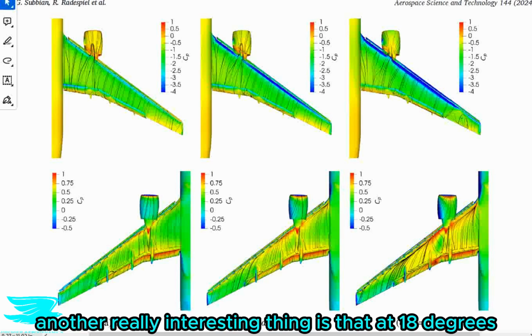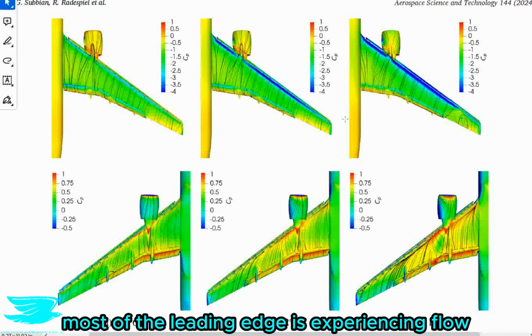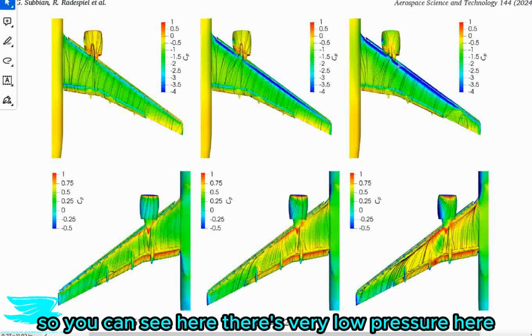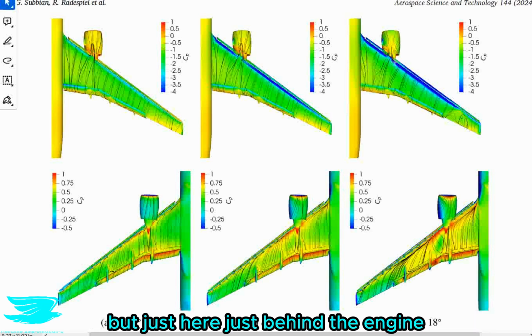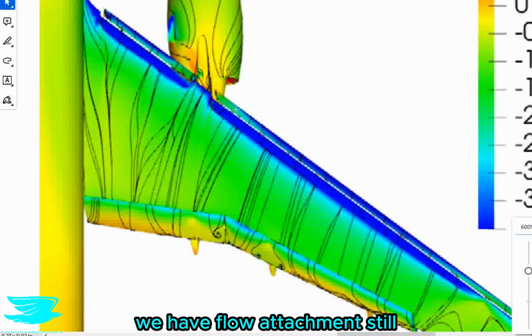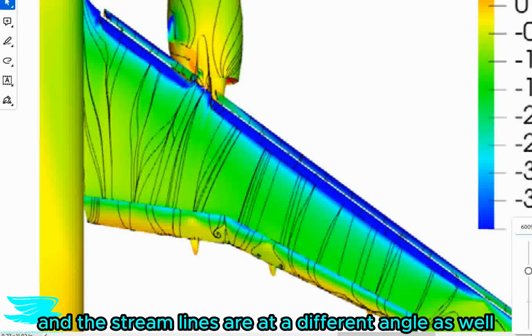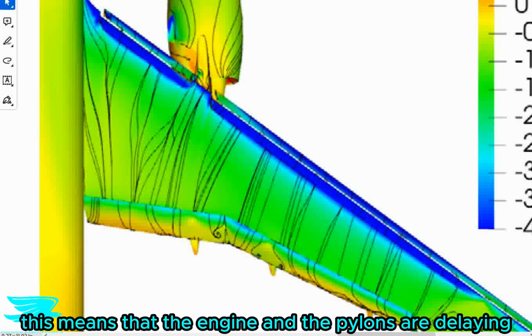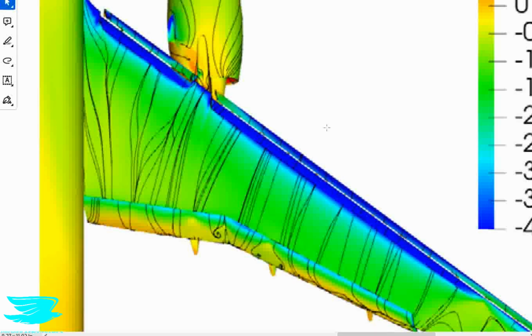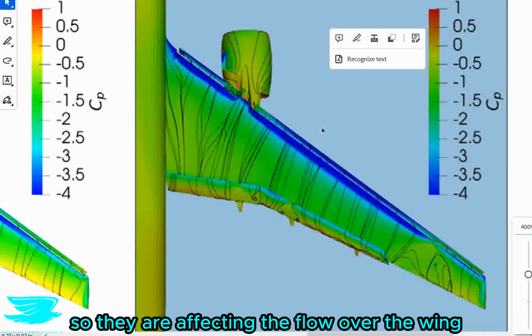Another really interesting thing is that at 18 degrees on the suction side, most of the leading edge is experiencing flow separation. But just downstream of the engine, the flow is still attached. So you can see here, there's very low pressure here, but just here, just behind the engine, if I zoom in, it will be a bit easier to see, we have flow attachment still, and the streamlines are at a different angle as well. So this means that the engine and the pylons are delaying the stall in this localized region. So they are affecting the flow over the wing.